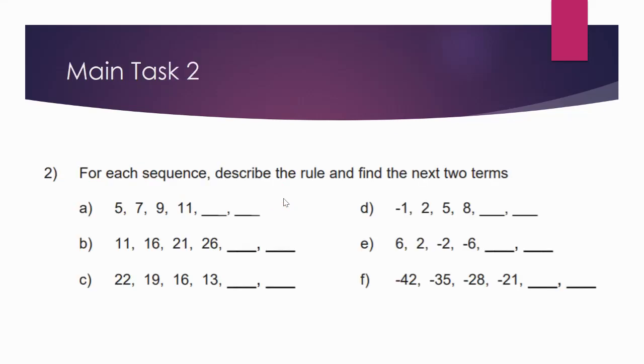So here's our main task 2. You need to copy down each sequence, continue the sequence to find the last 2 terms and also describe the rule. So add on, subtract, okay, you need to describe the rule. Pause the video, press play when you're ready for the answers.